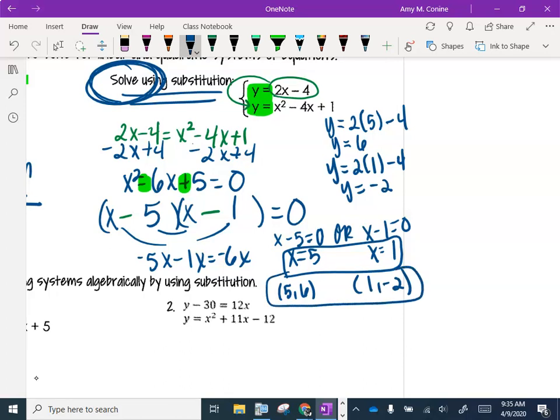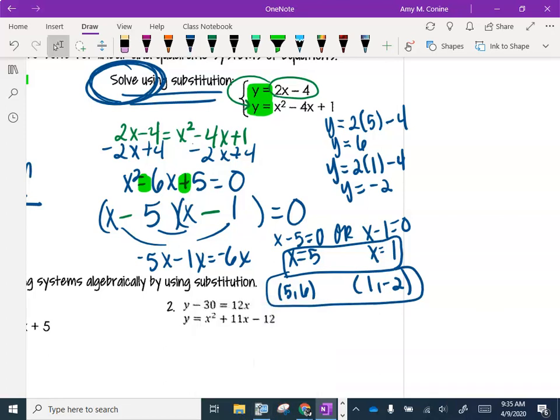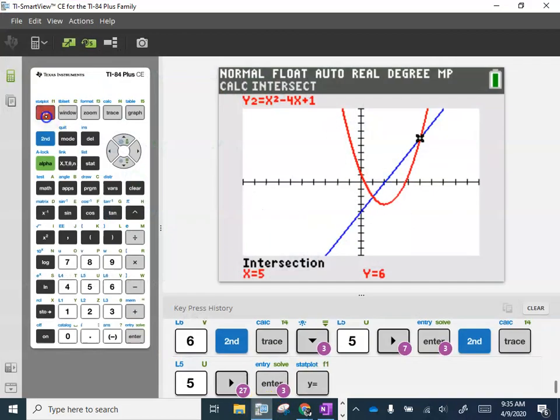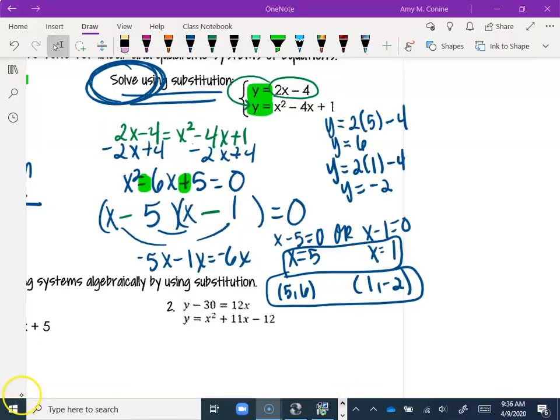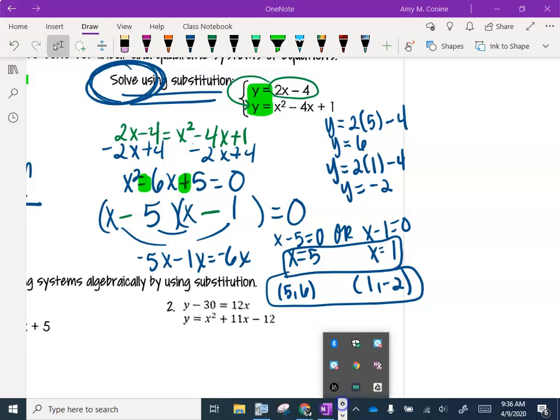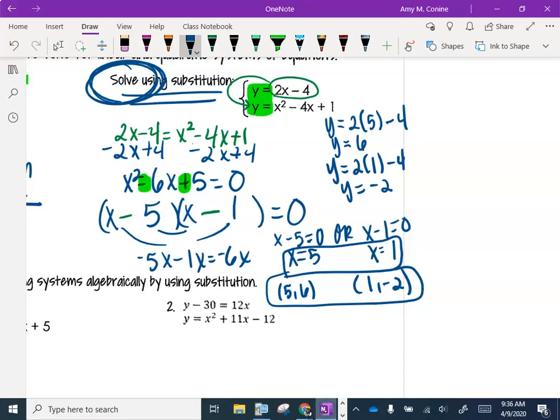And we can confirm this by looking at our graph as well. So we're going to plug this information into our calculator. So take a minute and do that. If you are at your calculator, that means your graph should look like this once you hit graph. And I do see that I have those intersections of 1, negative 2, and then 5, 6. And we're going to learn how to find those in a second.